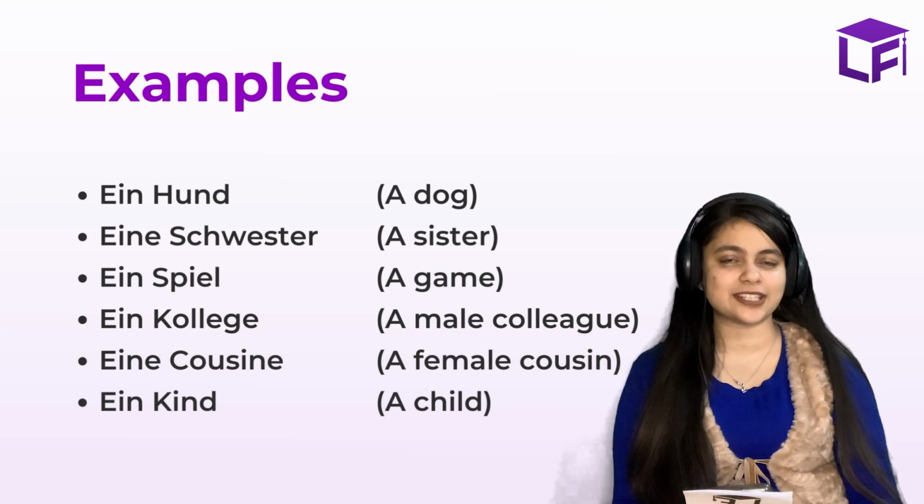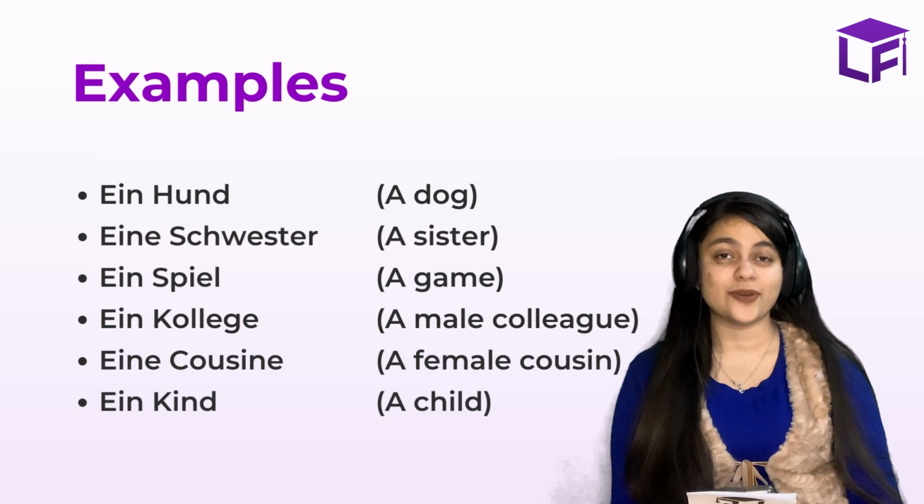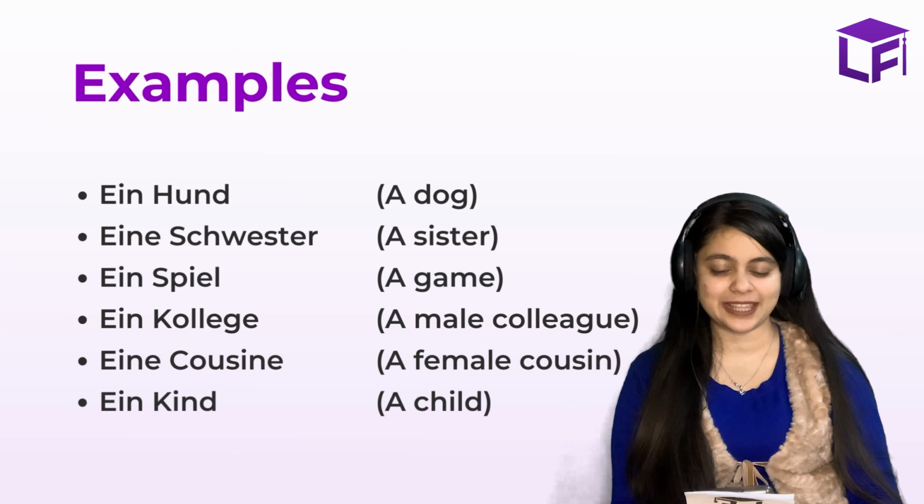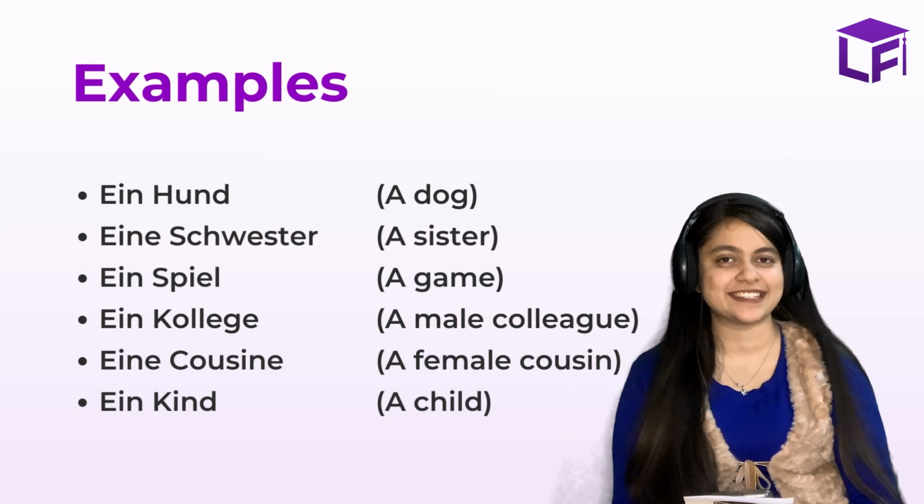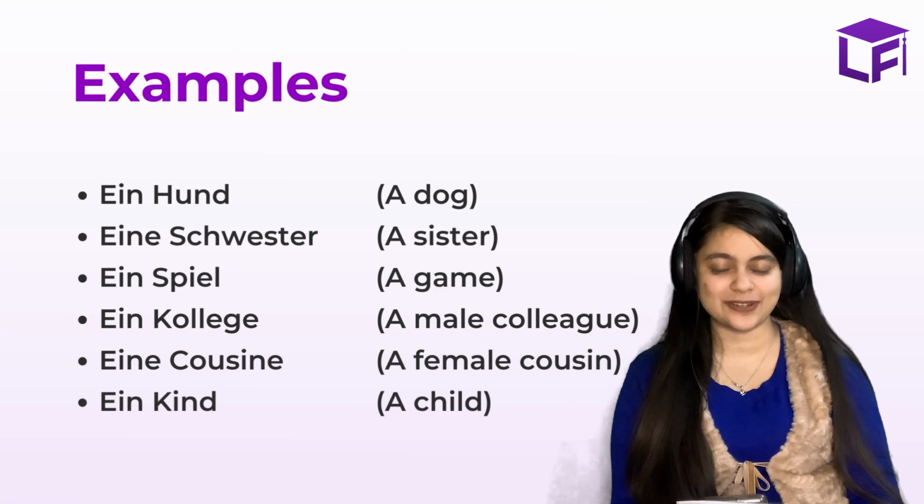Then moving to the next one, eine Cousine, which means a female cousin. Okay. Then the next one is ein Kind, which means a child. Absolutely correct.